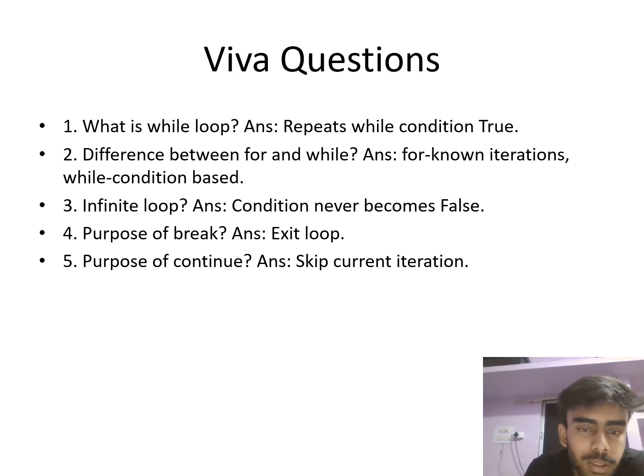What is while loop? The answer is: it repeats while the condition is true. It repeats until the condition is false. Difference between for and while loop: for is used when you already know your iterations, while is condition based. For is known iteration and while is condition based.